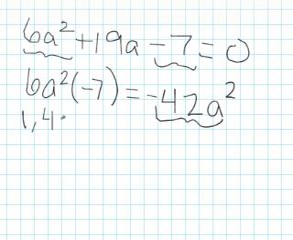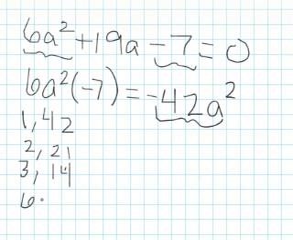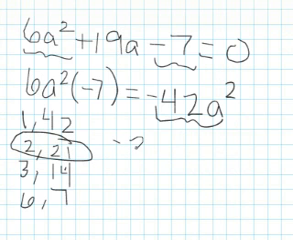Well, the possibilities are 1 and 42, 2 and 21, 3 and 14, 6 and 7. So two factors of negative 42, so one has to be positive, one has to be negative, that when combined make a positive 19. So I'm picking 2 and 21 and making the 2 negative.